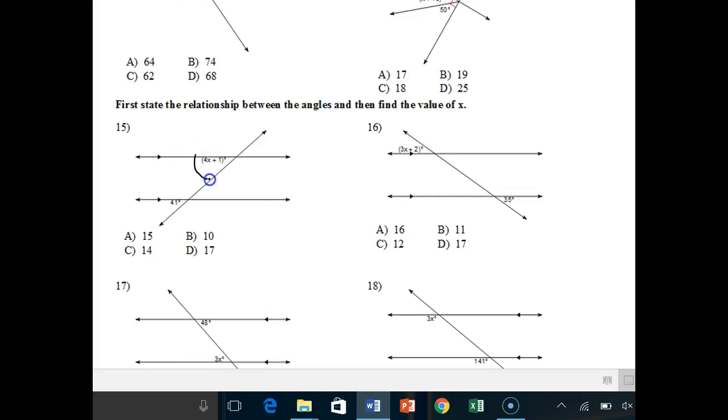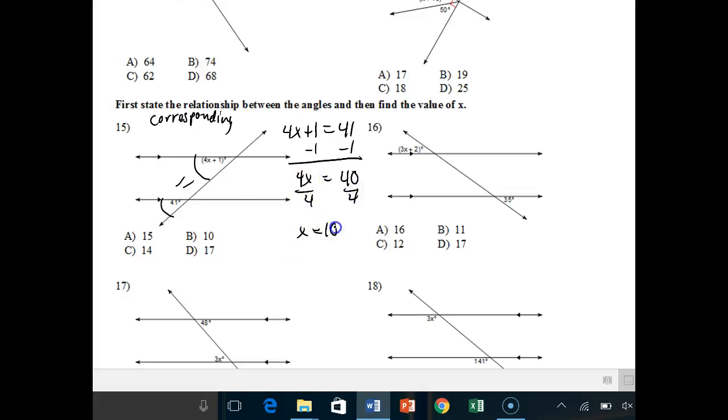So the relationship between 15 and this angle right here, 41 degrees, is that they're corresponding. So that means if they're corresponding and this angle is 41 degrees, that this angle also has to be 41 degrees. So all we'll do is set these angles equal to each other. We'll say 4x plus 1 has to be the same thing or equal to 41 degrees. And now we just need to solve for x. So subtract 1, you get 4x is equal to 40. Divide by 4, x is equal to 10. And sure enough, when you plug 10 back into here, 4 times 10 is 40, plus 1 is 41, and that's why it satisfies our corresponding relationship.